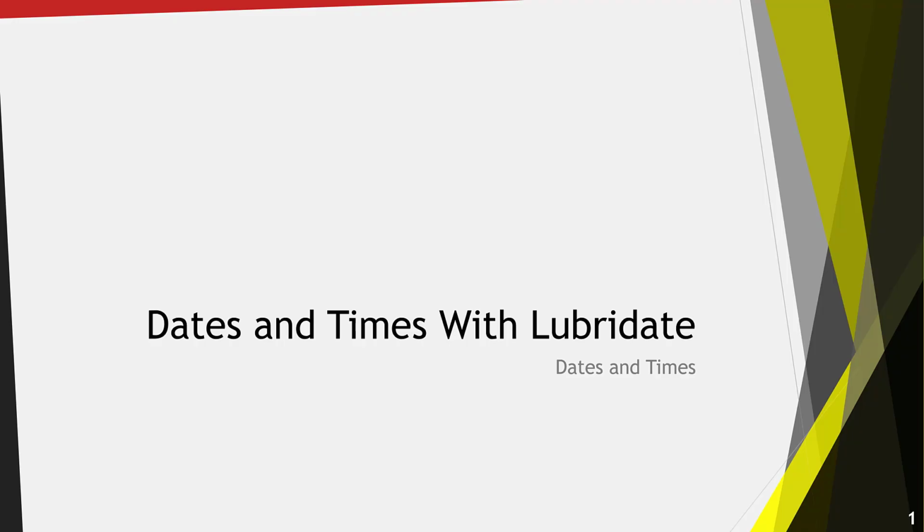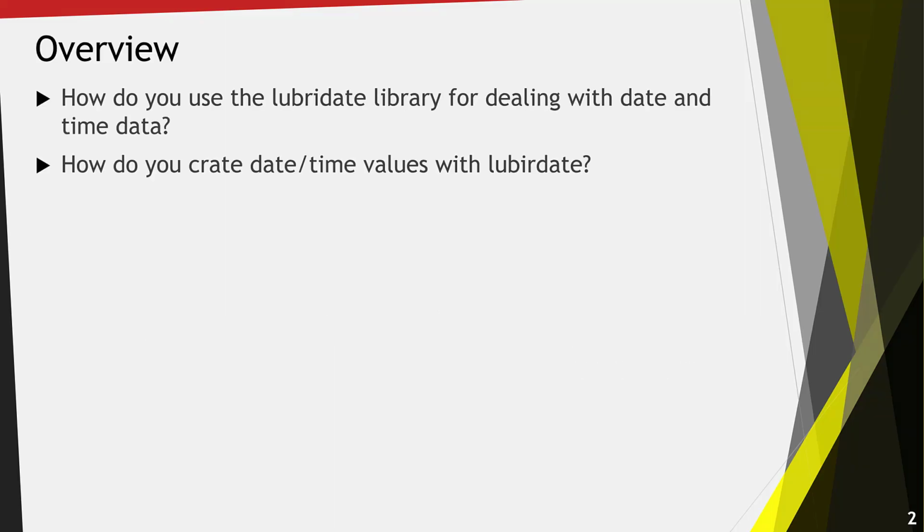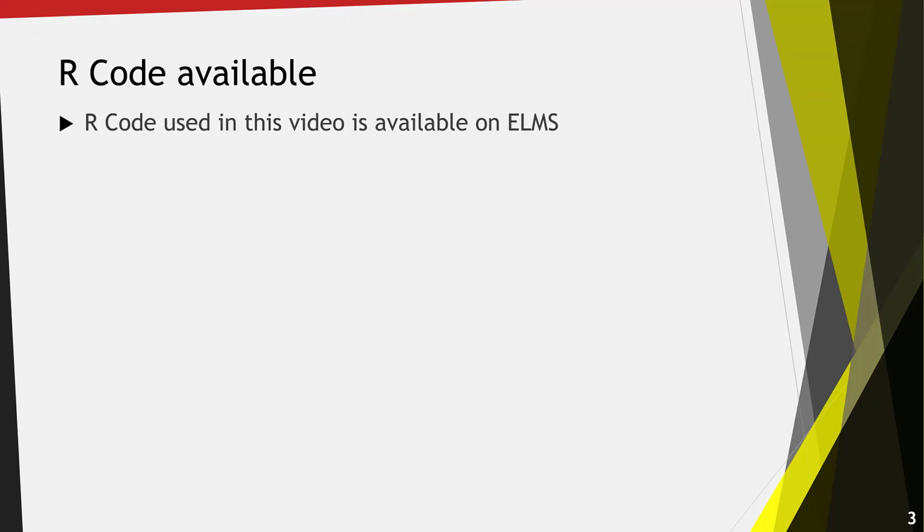This video will cover using date and time data in the Lubridate library. By the end of this video, you should know how to use the Lubridate library for dealing with date and time data, and how to create date and time values with Lubridate. The R code that I show in this video is available on Elms, and you may want to take a minute to download it and open it if you'd like to follow along on your own.